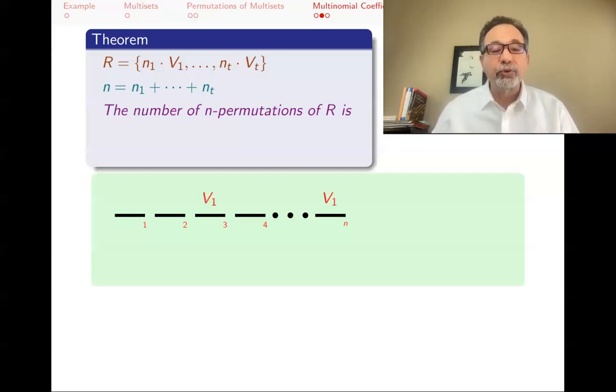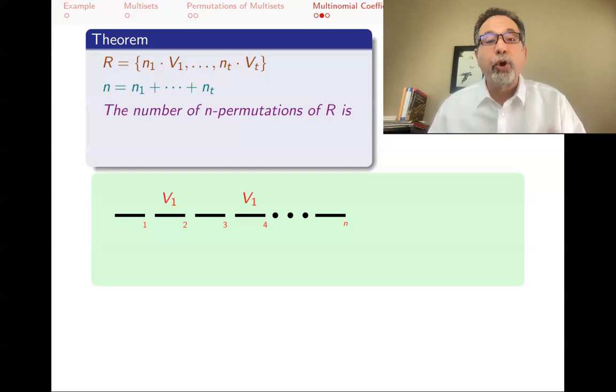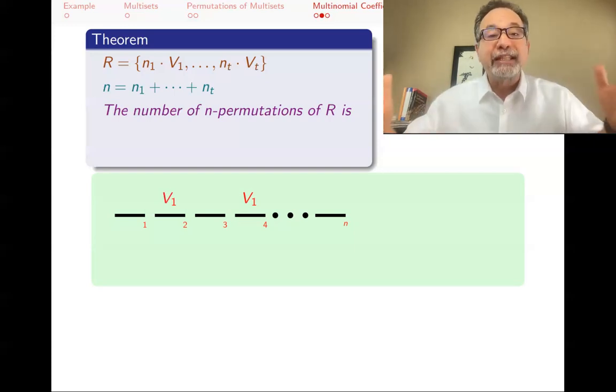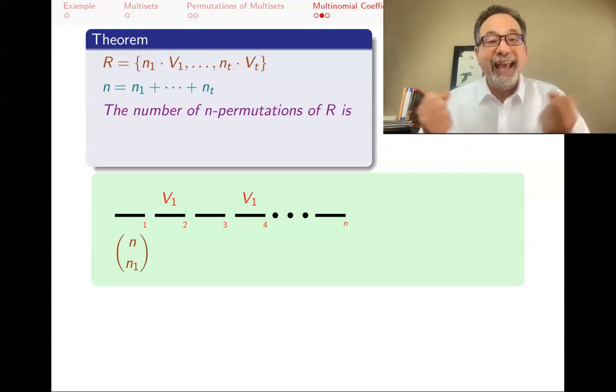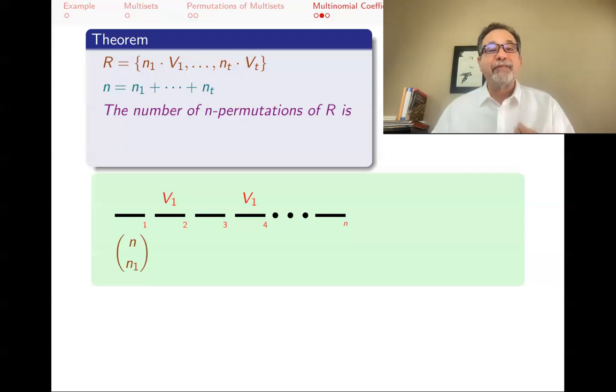So instead, what I do is I try to decide where the v1s go. I have n1 v1s, so I place those n1 v1s. Maybe they go here, maybe they go there. I don't know. I'll pick their places. How many ways can I pick n1 spots out of the n spots for my v1s? And the answer to that is n choose n1. n choose n1 tells you exactly how many ways you can pick n1 spots out of the n available spots.